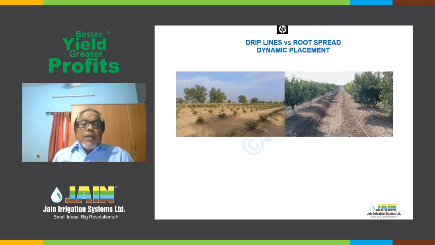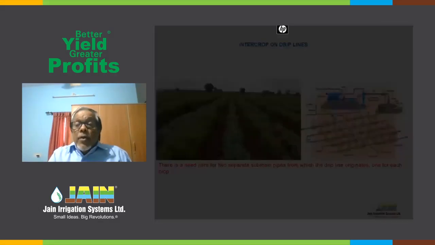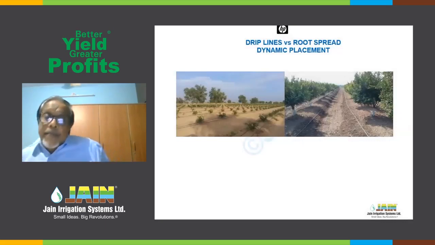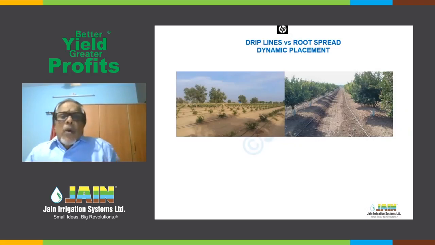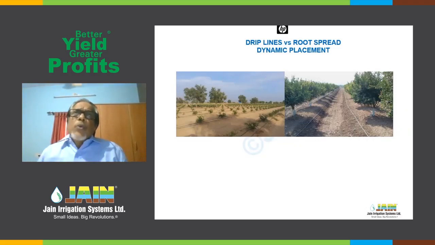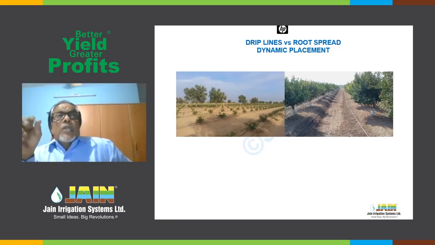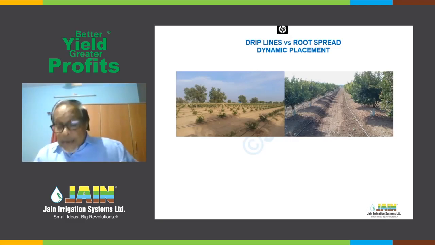The point here is, initially your spacing is closer, the drip line placement is closer to the tree. Later, as the tree grows, the canopy becomes bigger, you widen it. This is called the dynamic placement. You are not doing anything extra. You are only pulling out the drip lines to both sides. So you get the dynamic placement. This also has to be thought of, and implemented. And that knowledge has to be passed on to the farmer so he himself can do it. He understands these things.